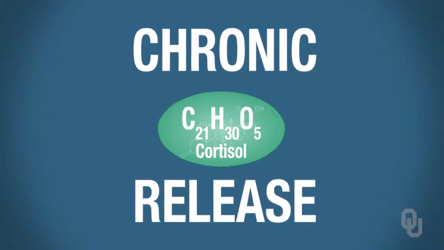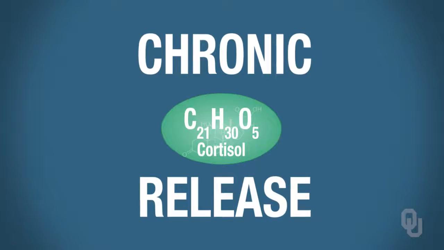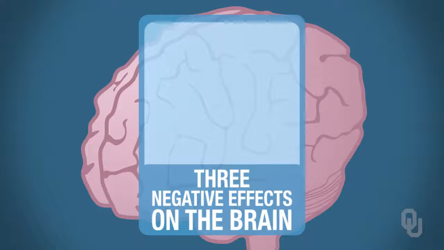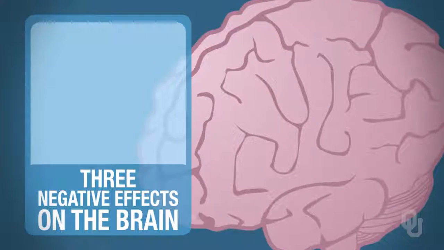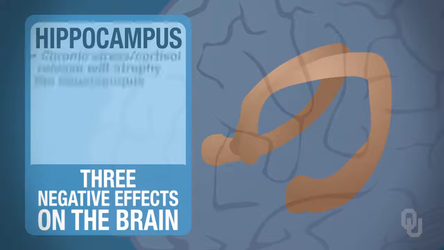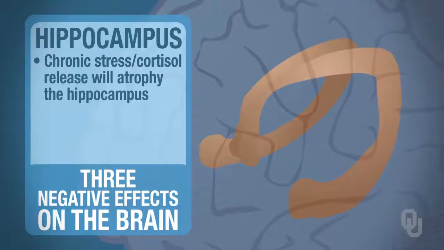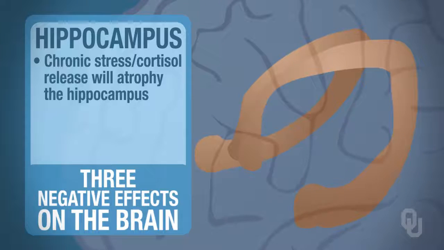Cortisol, or negative stress, or chronic cortisol release, can also have negative effects on the brain. Let's look at the 3 negative effects that can occur on the brain. There are various regions in the brain, and one of those regions is called the hippocampus. Chronic stress or chronic cortisol release will atrophy the hippocampus. In other words, it starts to break down or destroy itself.